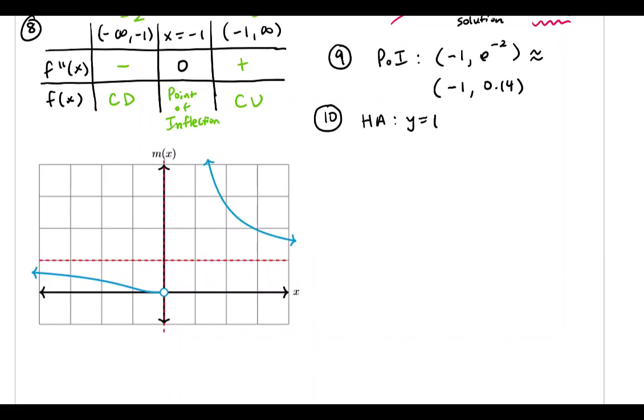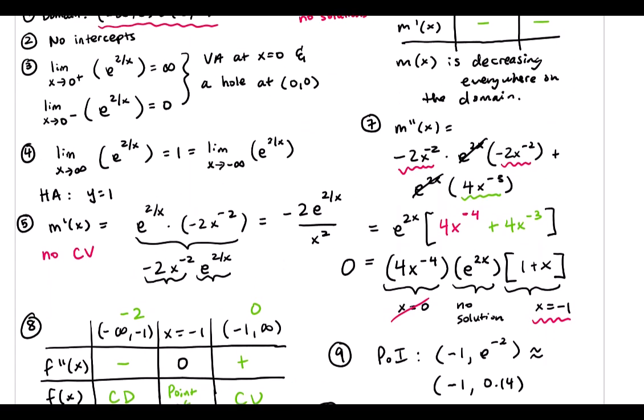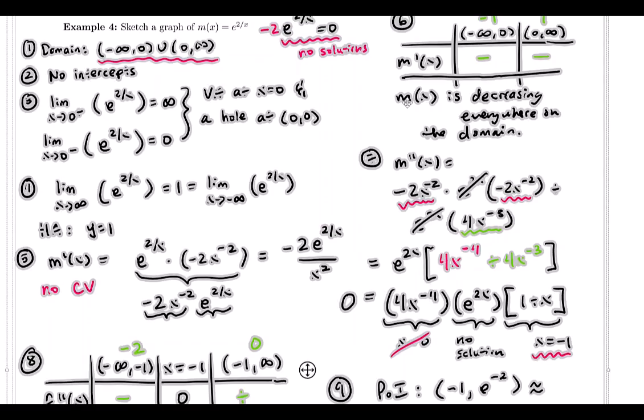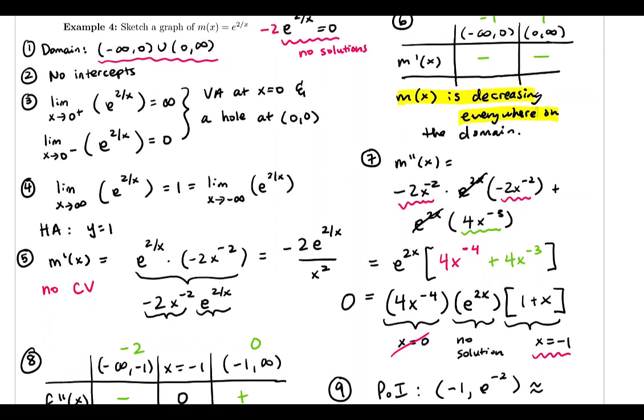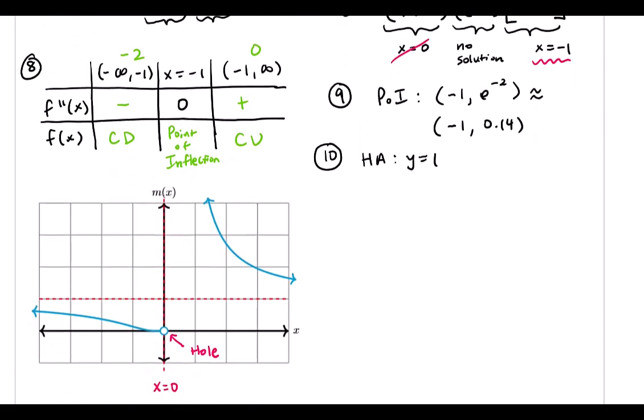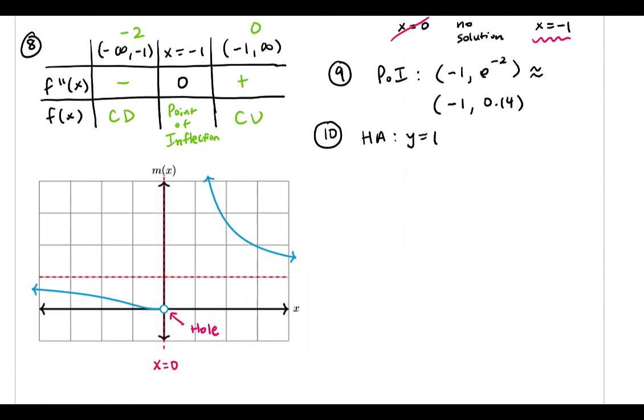So our graph is going to look something like this, and let's do some highlighting of some things. I see here that x equals 0 is my vertical asymptote, but I also have a hole right here. And notice that there's no local extrema, and my function is always decreasing. So we said that earlier with our first derivative test, that m of x is decreasing everywhere on the domain. And we can see that here it's decreasing everywhere as we read from left to right. The y value is always going down. And then we also see the horizontal asymptote here of y equals 1. So that completes example 4.